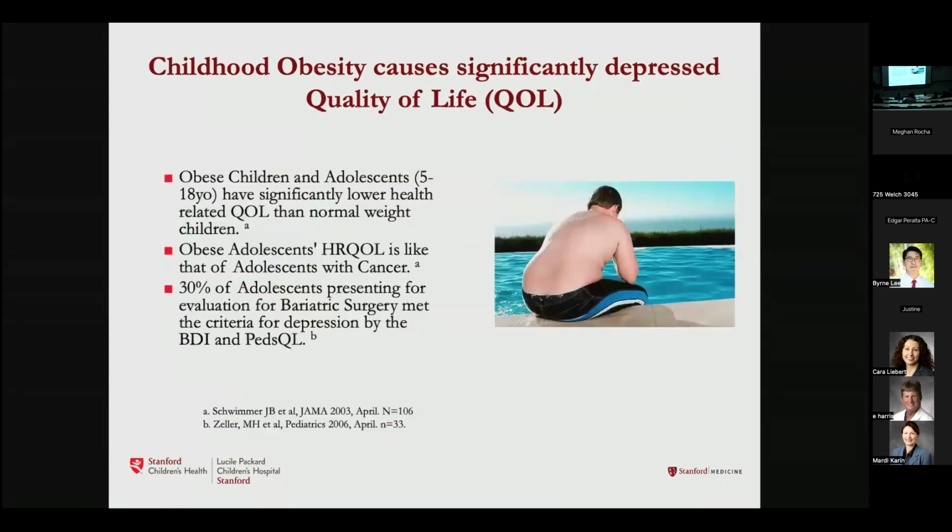Childhood obesity causes significant depressed quality of life. Obesity in children actually causes significantly worse quality of life than in children with normal weight. And in fact, the health-related quality of life is similar to that of children with cancer. 30% of the kids that come to our program already have depression or major depression, and most of them have been bullied.